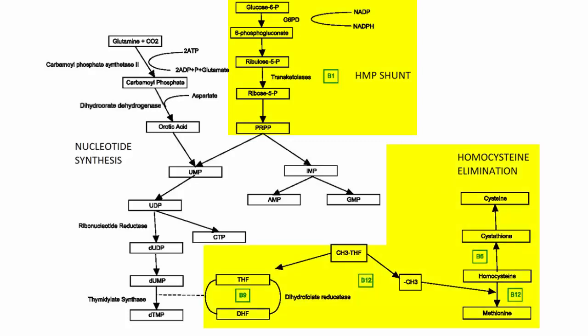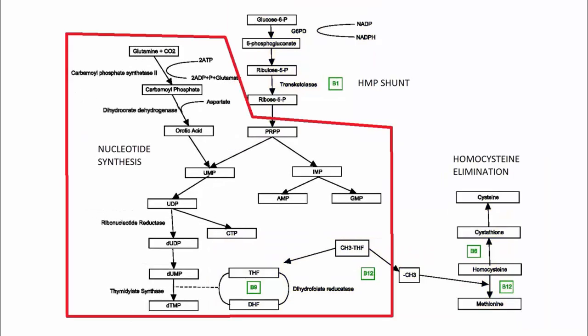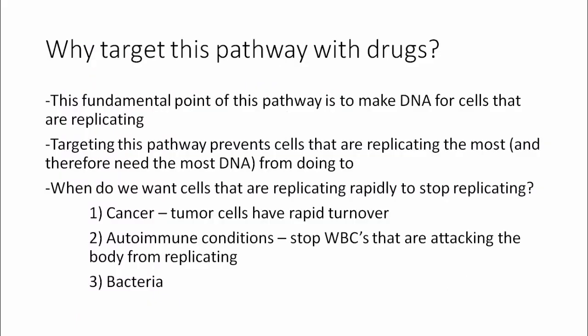You'll see the complete pathway for nucleotide synthesis to the left. For the purpose of today's lecture, we'll be focusing on nucleotide synthesis, but I want you to note at the top and the right of the pathway that two of the key substrates for nucleotide synthesis come from the HMP shunt and the pathway for homocysteine elimination. So a major focus of looking at this pathway is going to be drugs that specifically target and interrupt this pathway. And so the question becomes, why target this pathway with drugs in the first place?